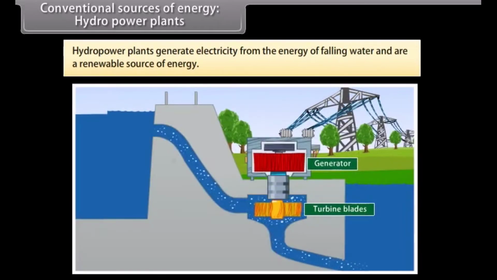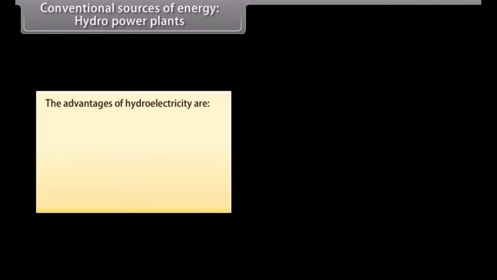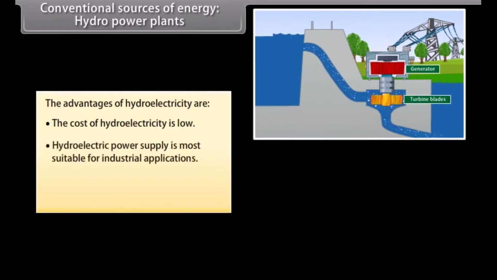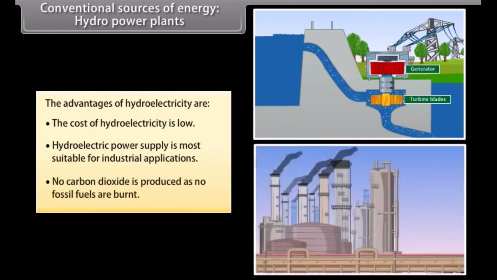Conventional sources of energy, hydropower plants. Hydropower plants generate electricity from the energy of falling water. Hydropower is a renewable source of energy. The advantages of hydroelectricity are: the cost of hydroelectricity is low. Hydroelectric power supply is more suitable for industrial applications. No carbon dioxide is produced as no fossil fuels are burnt.